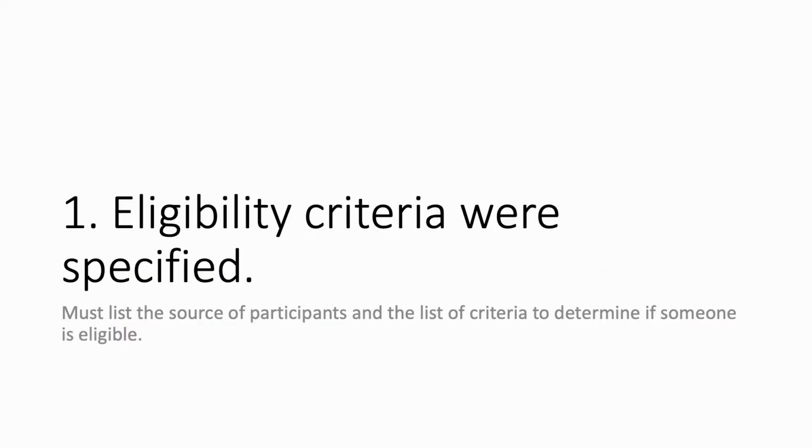The first item on the PEDro scale is whether or not eligibility criteria were specified. And recall that this is the only item on the scale that is not computed as part of the final score. It has to do with the generalizability of the study, not necessarily the internal validity and statistical conclusion validity. So in order to meet this criterion, the article must provide the source of the participants as well as the list of criteria to determine if someone is eligible.